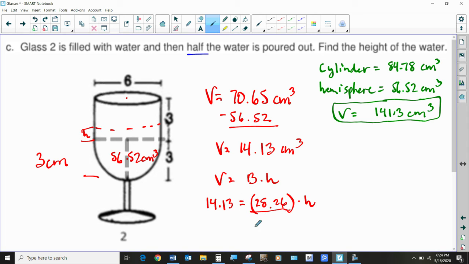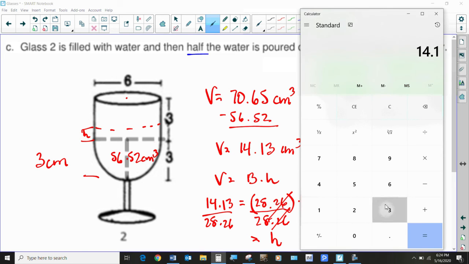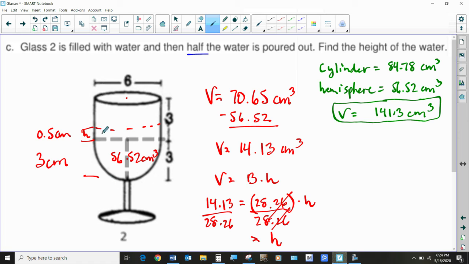So we're going to have to divide each side by 28.26. Do you recognize the relationship here between those two numbers? The height of this section of that cylinder is going to be 14.13 divided by 28.26. It is 0.5. So we know this is 0.5 centimeters. So what is the total height of that water that still remains in the cup? It has to be 3.5 centimeters, which means 2.5 centimeters was poured off.